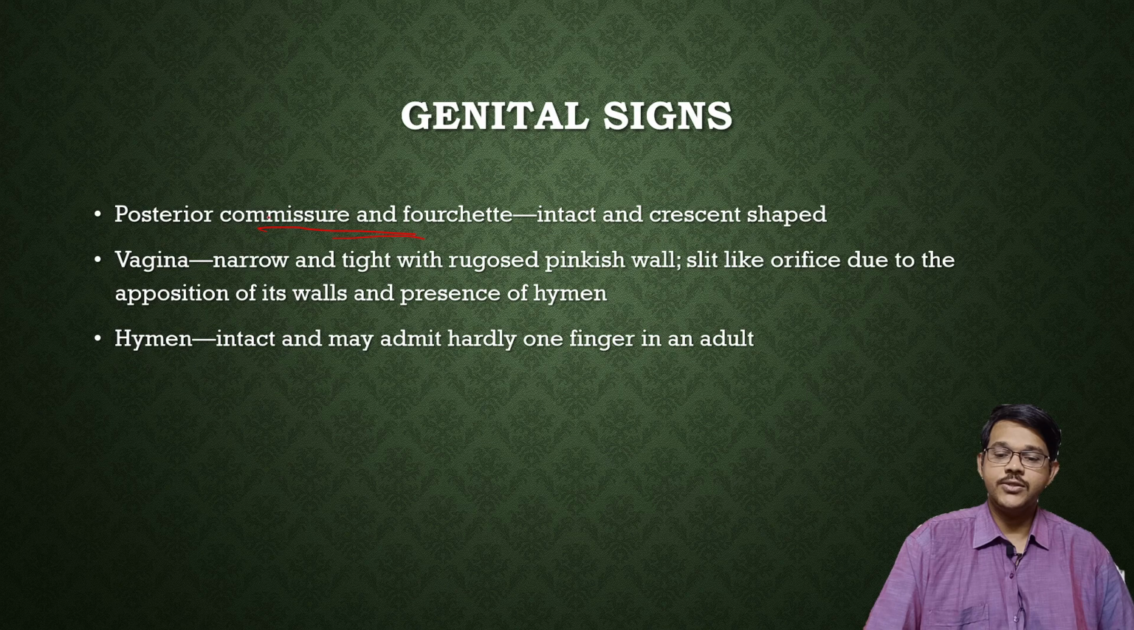The posterior commissure, which is formed by the labia majora, and the fourchette, which is formed by the labia minora, are intact and crescent shaped. This part usually gets obliterated or cannot be differentiated in a deflorated woman. The vagina is narrow and tight with raised pinkish walls. There is a slit-like orifice due to opposition of the walls and presence of the hymen. The hymen is the part mainly looked for in a virgin, which is intact and may admit hardly one finger in an adult. The hymen obstructs the path between the vestibule and the vagina.